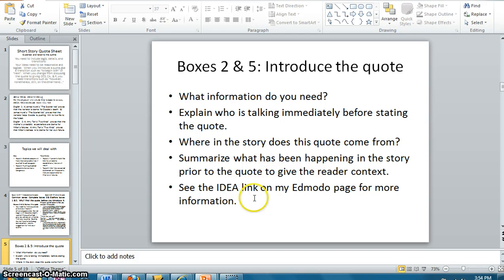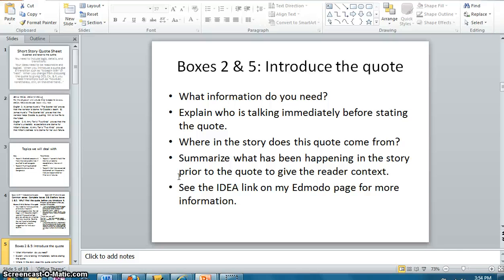Boxes 2 and 5 introduce the quotes. What information do you need? For boxes 2 and 5, explain who is talking immediately before stating the quotes. Where in the story does this quote come from? Summarize what has been happening in the story. Prior to the quote, you have to give the reader context.